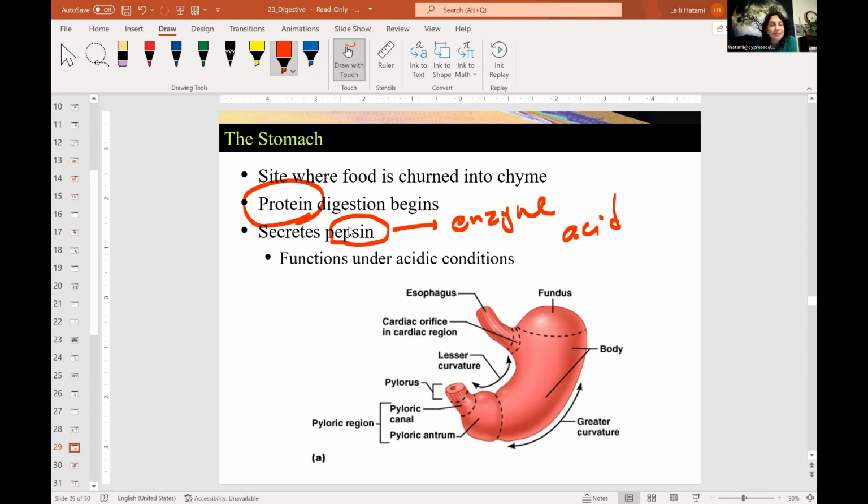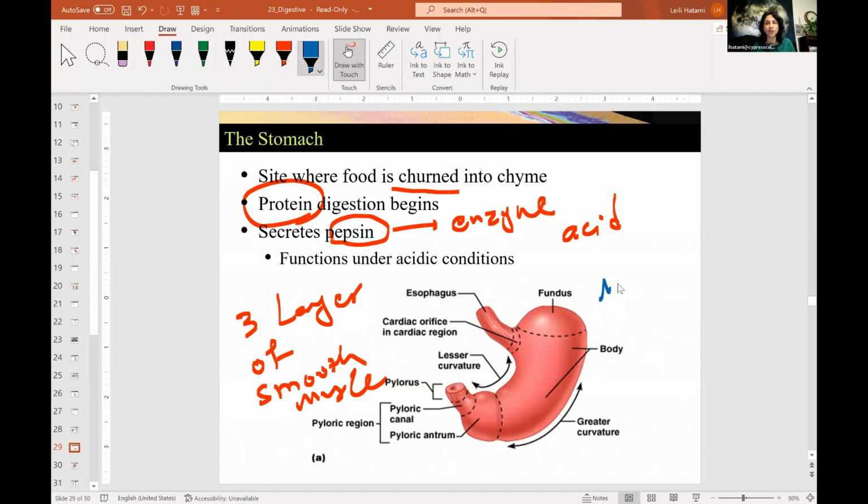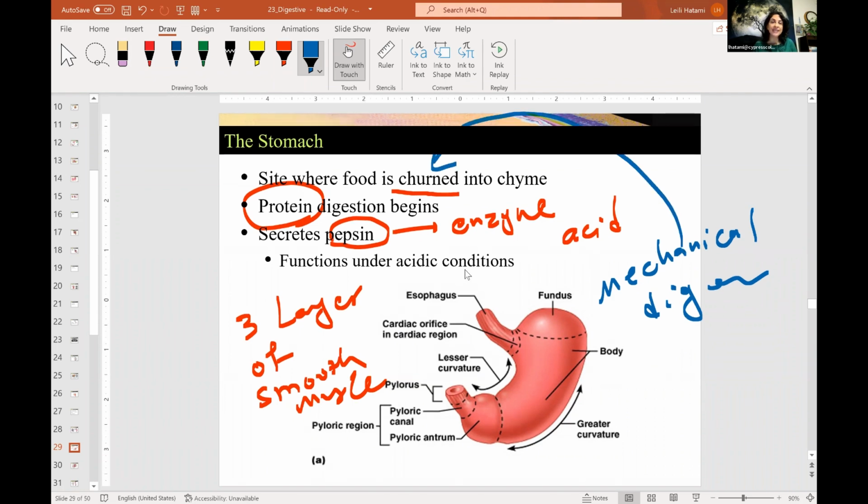So please remember, in our stomach, there are 3 layers of smooth muscle, whose contraction and relaxation make some churning motility. This churning motility is going to help with the mechanical digestion. So we have both types of digestion here. Mechanical digestion because of this churning activity or motility, and also chemical digestion because of the pepsin.